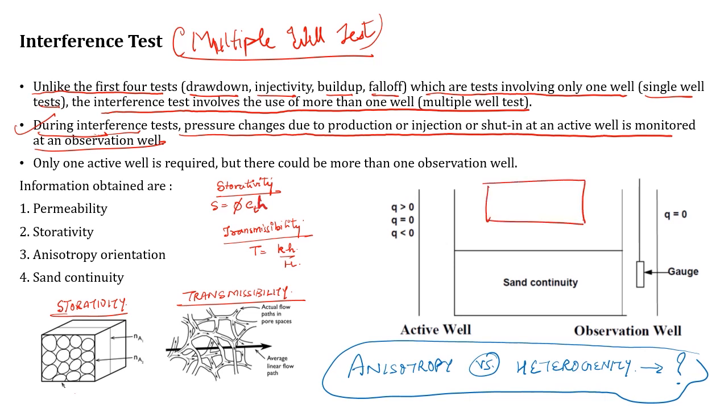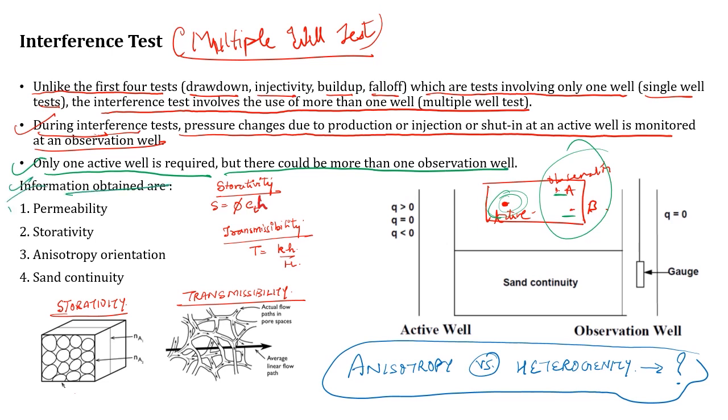Now let's say I have a reservoir. I will be having one active well, and I can have more than one observation well. So this is my active well, and these are observation well A and observation well B. Whatever changes I am making at this active well, I will record the response at these observation wells. All right. Again, only one active well is required, but there could be more than one observation well.